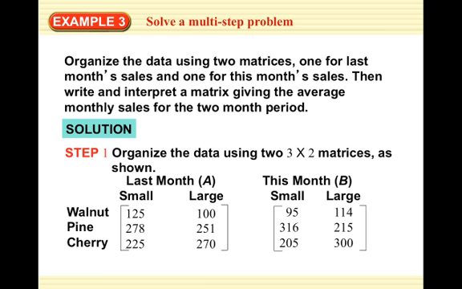Same thing for this month. You're going to have the 3 rows for the different kinds of wood, and then each column, one is for small units and one's for large. And now you just fill in the information.